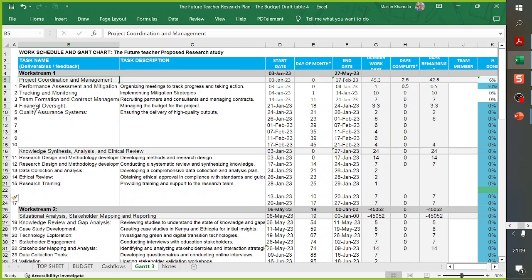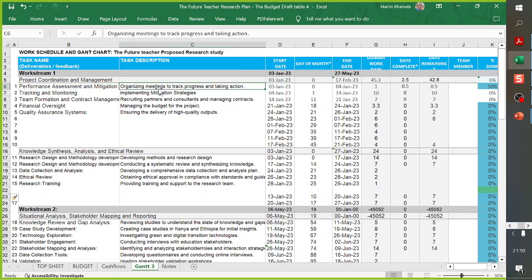For example, if you look at the first one here, we're talking about project coordination and management under work stream 1. And remember, work stream 1 is the planning phase. It's where we're doing the preliminary research and plan. So we look at performance assessment and mitigation. How are we going to assess performance? What is success? And how are we going to mitigate or correct or self-correct as we go if we find problems? So it looks at that.